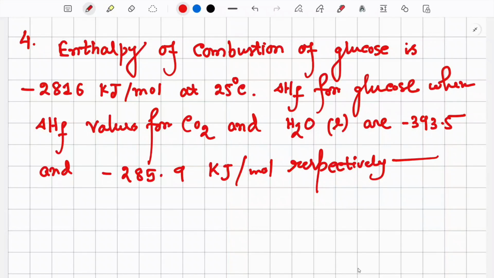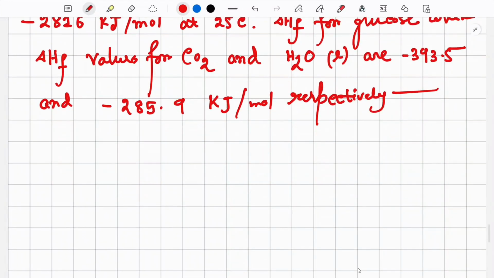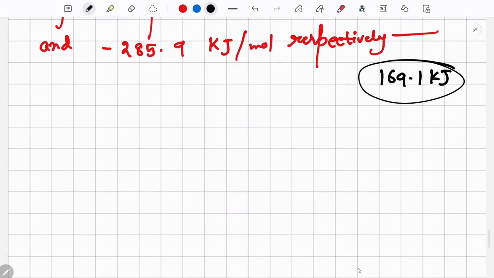169.1 kilojoule. Let me check with 169.1. No, but the answer is not matching. Let me do it. First I'm writing your answer. Just say it again. 169.1 kilojoule. Let me do it.